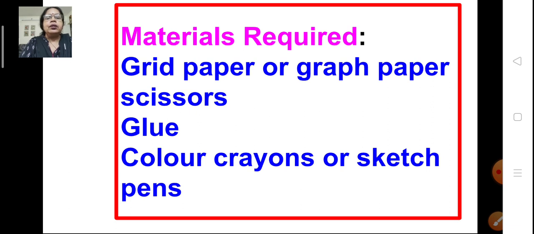Now we'll write what are the materials needed for the activity. Materials required: grid paper or graph paper. You can mention the number of papers that you have used, scissors, glue, color crayons or sketch pens.